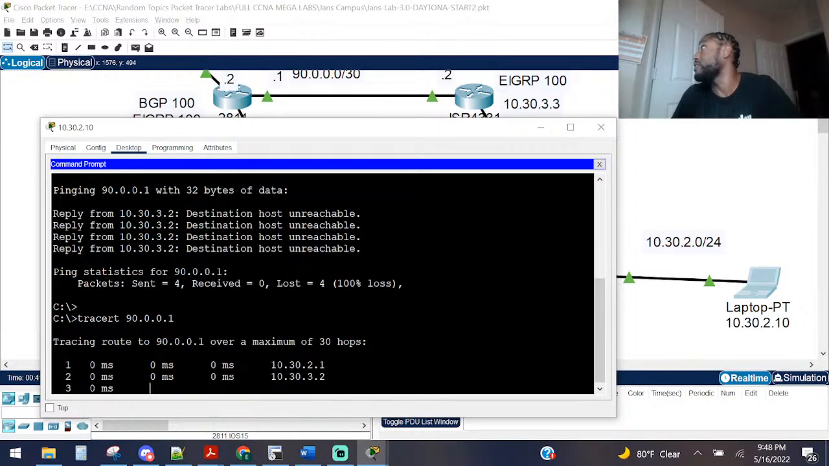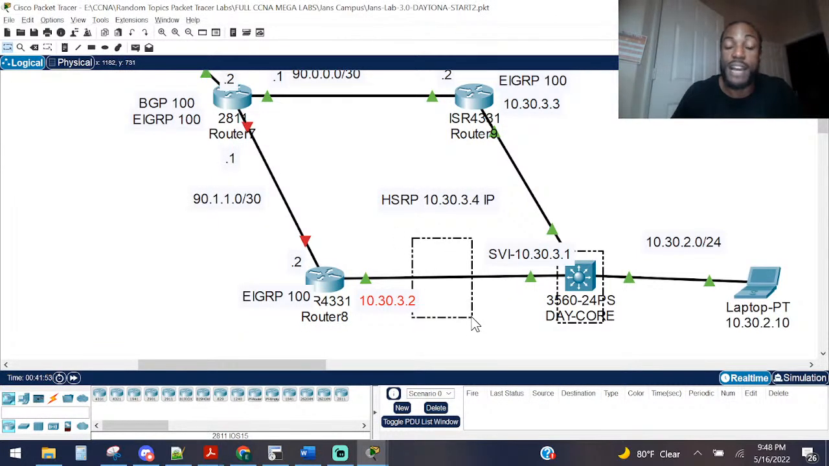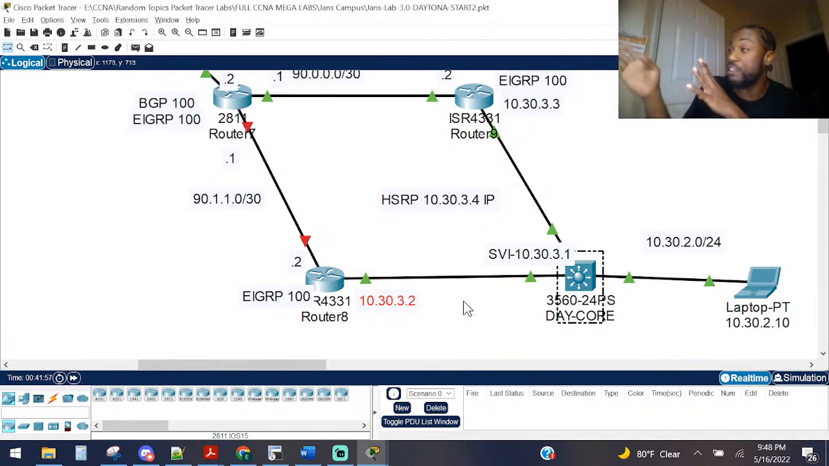Chicks25 said you would have to shut down the interface connecting to the switch. So you're saying shut this down. Yes, you could do that. But that's a good one. But that would change the HSRP peer.